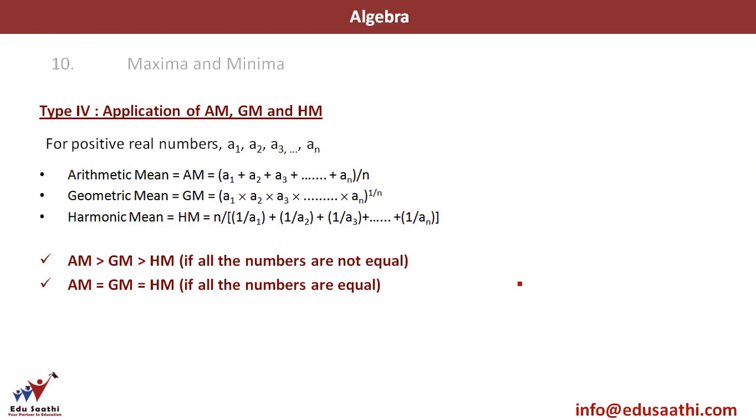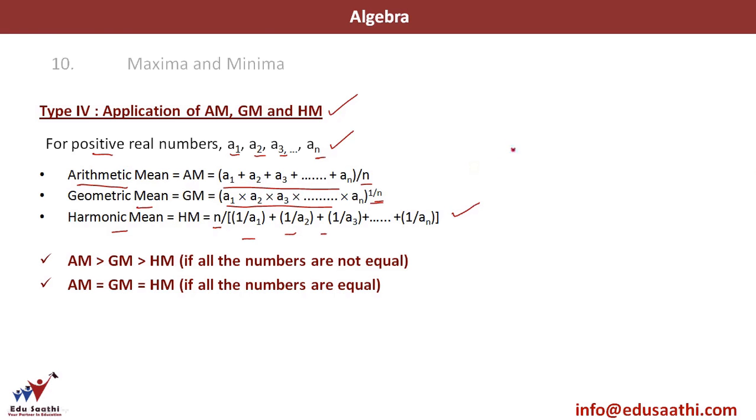The next method of solving the questions in maxima minima is the application of arithmetic, geometric and harmonic mean. For positive real numbers a1, a2, a3, so on up to an, the value of arithmetic mean would be sum of all the numbers divided by the number of numbers or the count of numbers. The geometric mean would be given by the product of all the numbers and the nth root of that. Harmonic mean is given by n over 1 over a1 plus 1 over a2 plus 1 over a3 and so on.